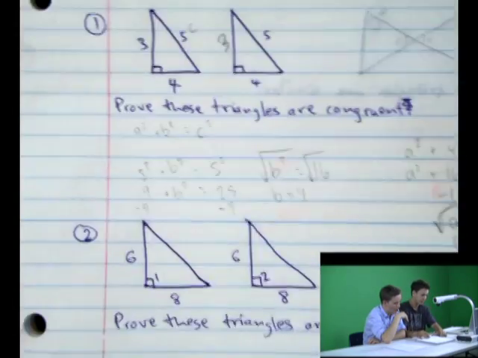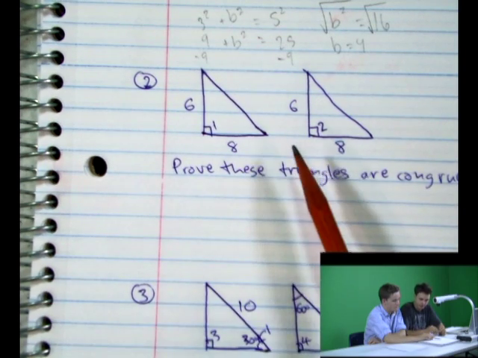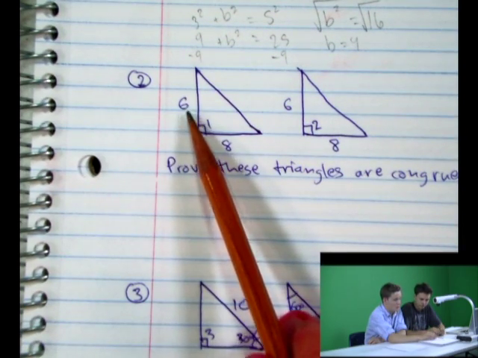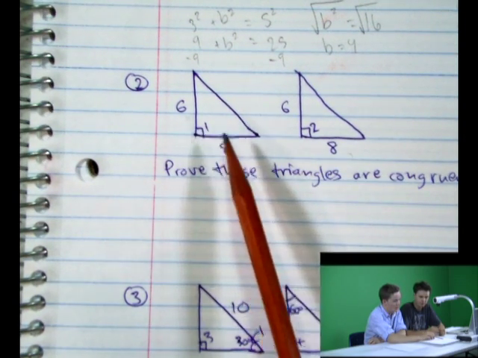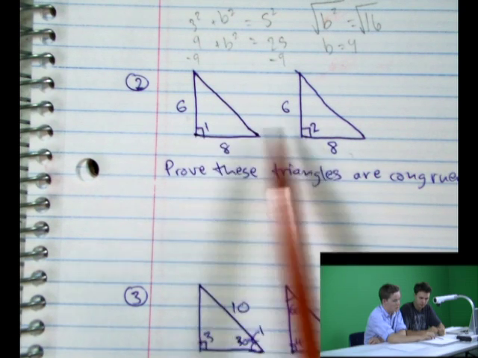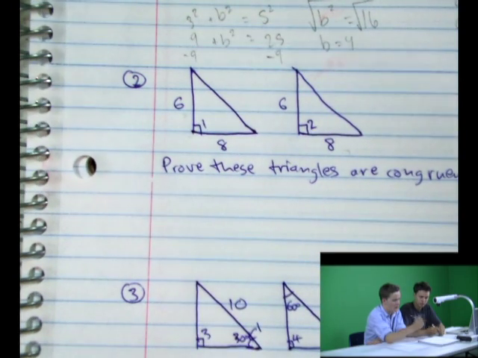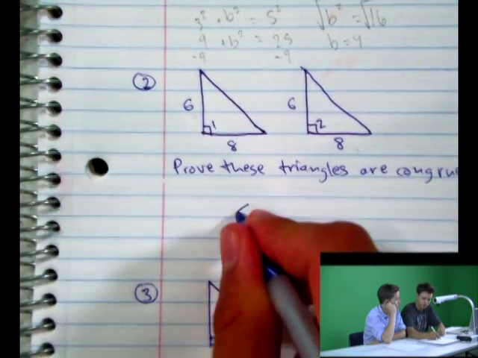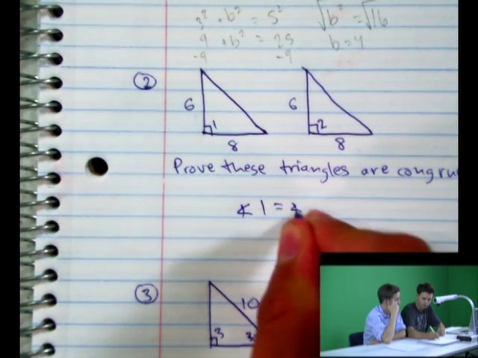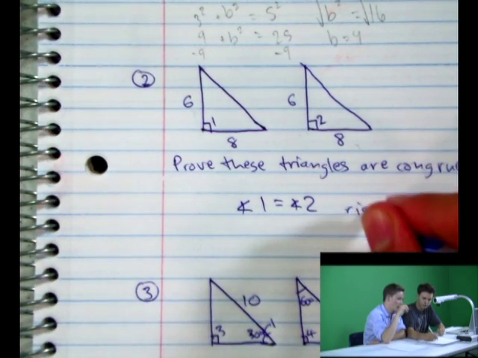Next one. Prove that these triangles are congruent. Look at what you're given first. Okay, so we know that these two sides are equal, and we know that these two sides are equal. What would be the easiest way to prove they're congruent? Well, we also know that both of these angles are right angles, so there's an angle in between them. So isn't there a theorem that's side angle side? Right. So how do you know that angle 1 equals angle 2? Because they're both right angles, so you know that they're equal.